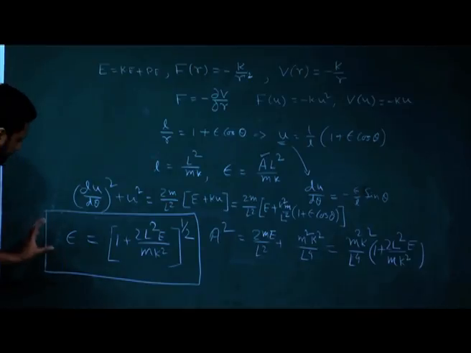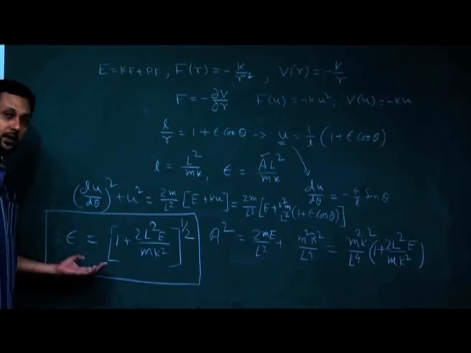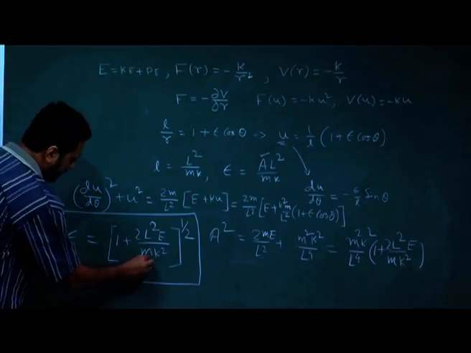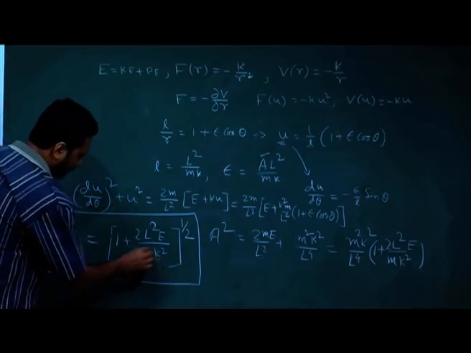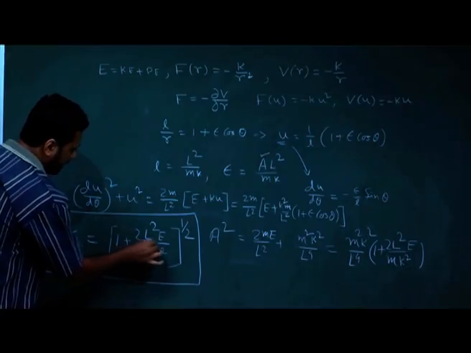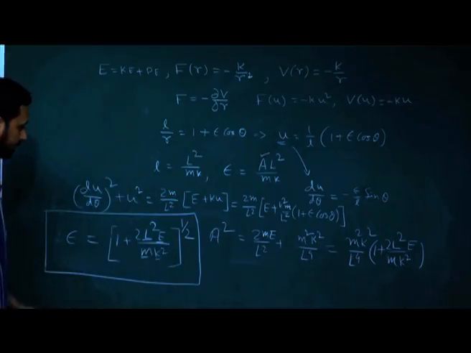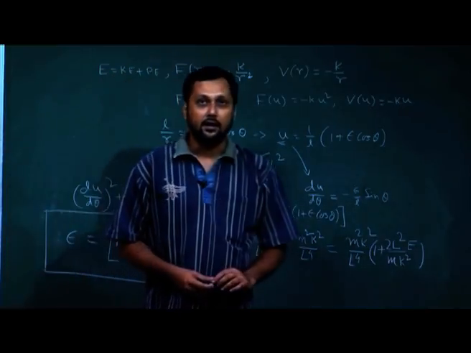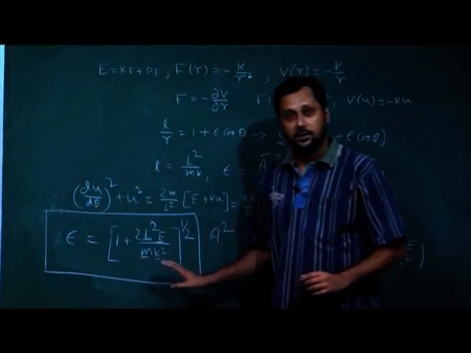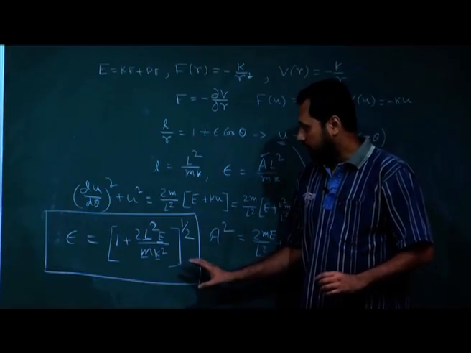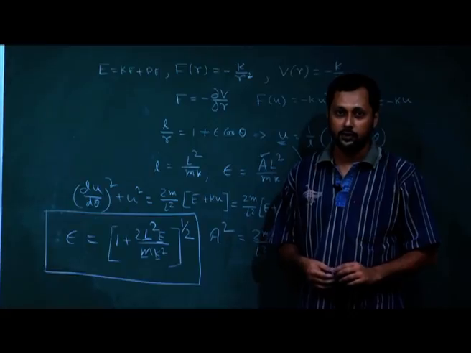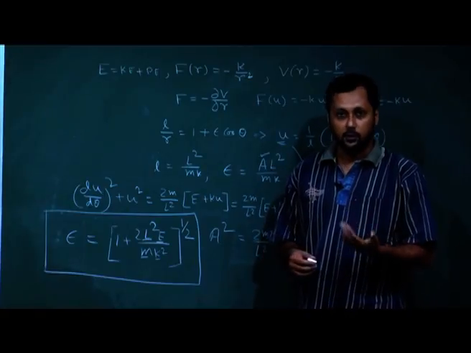Now, this is a very useful expression for the eccentricity. The eccentricity is given in terms of mass, the force constant, the total angular momentum and total energy. This is a very useful expression for epsilon, as we will see later, and we will keep on using this expression for solving many important problems related to the orbits in central forces. That will come slowly.